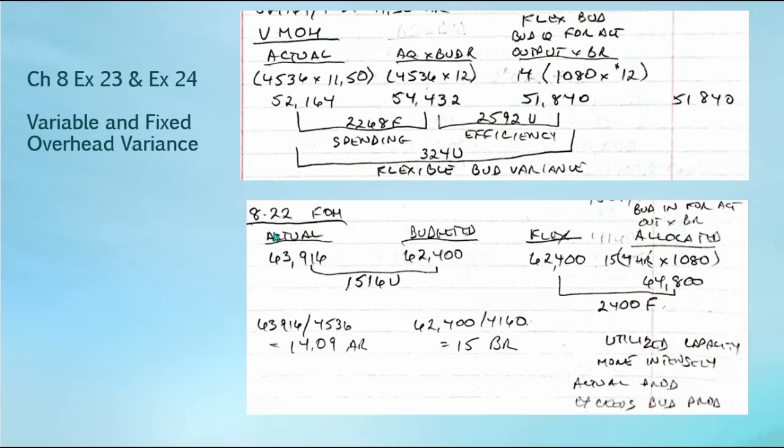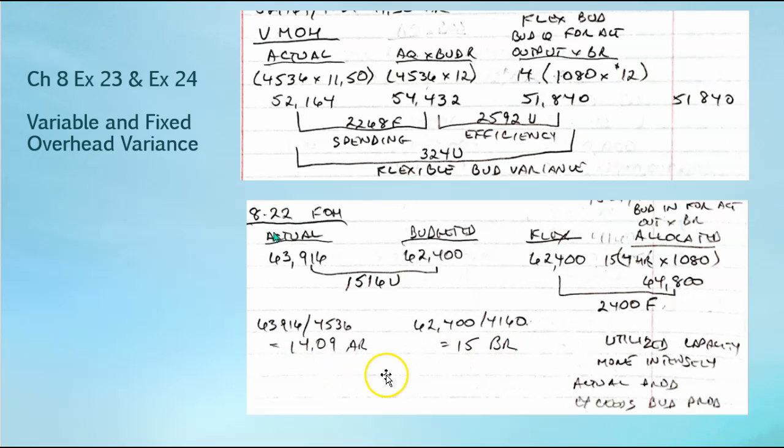And then here is an example of 8-22 and 23. So here's our, see how clean that is? There's nothing to it. There's our variable overhead, the actual times budget, and then the flexible budget. And that gives us spending and efficiency, and the whole thing is flexible budget variance. And then for fixed overhead, they gave us the actual and the budget, so that's our difference.